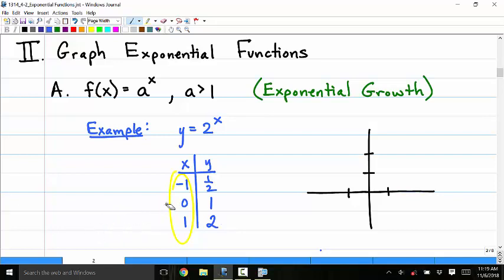So go plot those 3 points. You have -1, 1/2, 0, 1, and 1, 2. So your function looks like that. Questions?